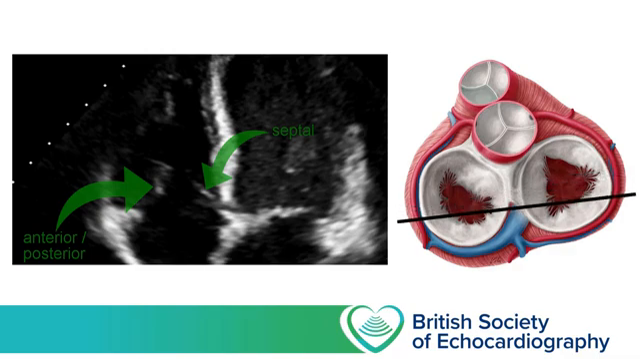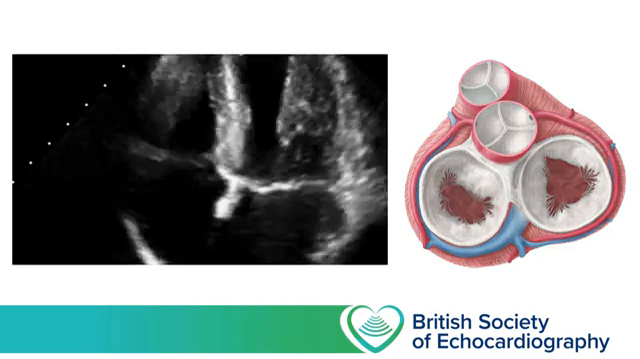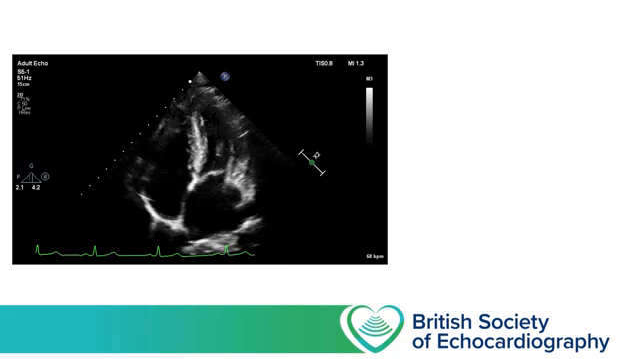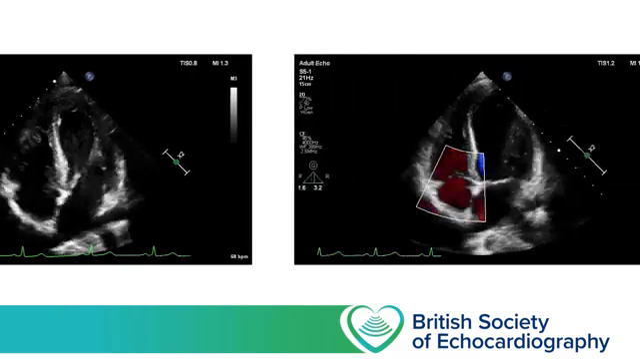Lifting the body of the probe will move the imaging sector inferiorly, revealing the posterior leaflet, whilst lowering the body will move the imaging sector superiorly, and bring the anterior leaflet into view. The apical four-chamber view is also the only one in which we use colour over the right atrium and tricuspid valve in our level 1 minimum dataset.